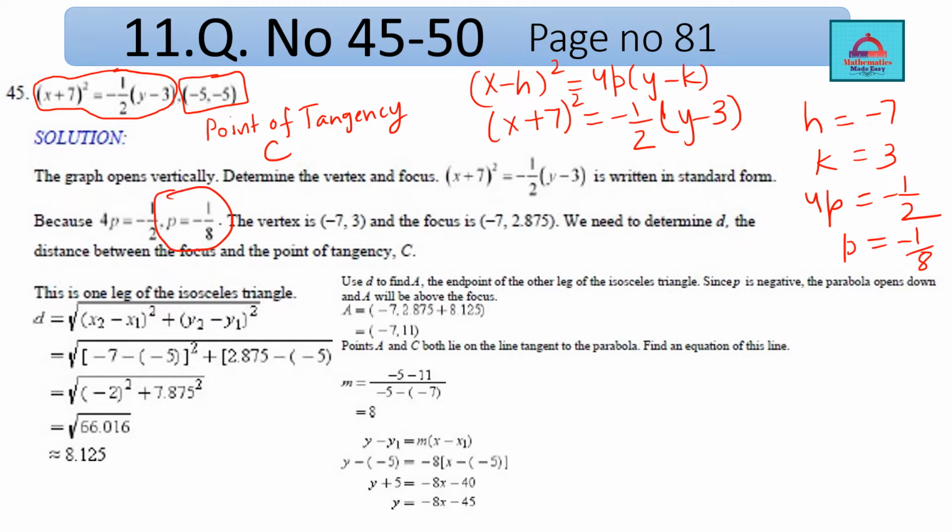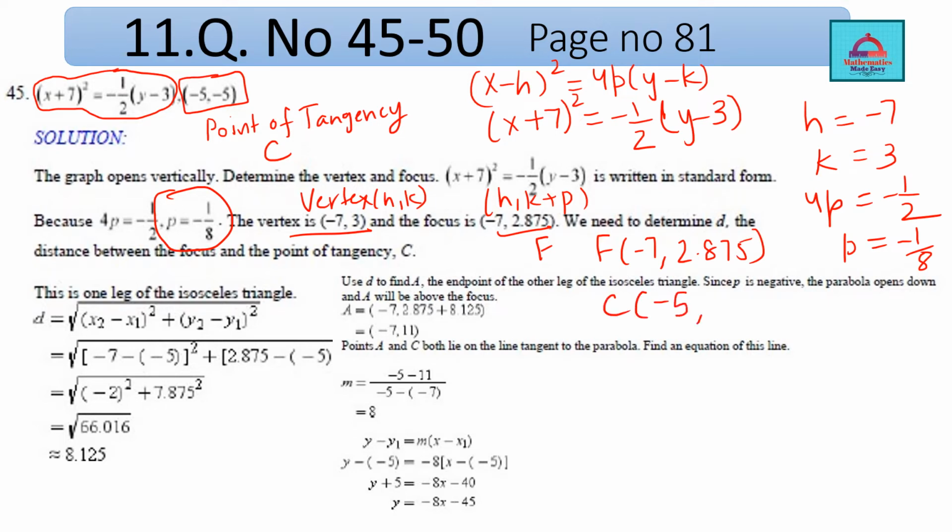So these are the three things you get. You get your value of p, you get your vertex. Vertex is h comma k. Now if vertex is h comma k, your focus is h comma k plus p. So you will find that value and convert to decimal. This is the point of focus. Let's call it capital F. So we have 2 points: the focus, which is negative 7 comma 2.875, and point C, which is given to you in the question.